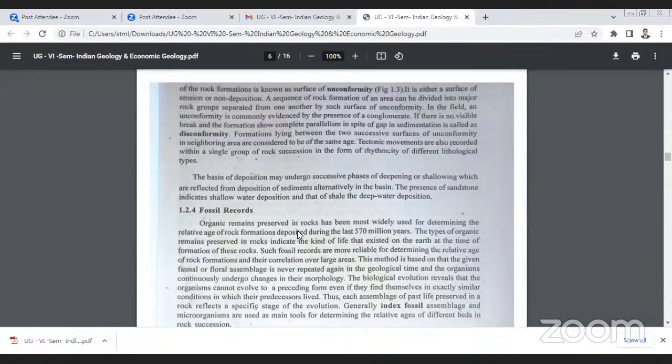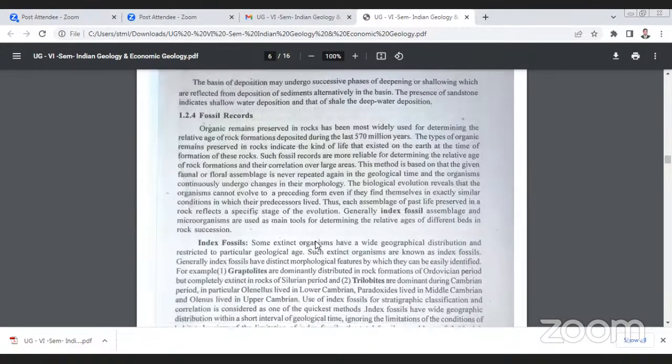Next one is fossil records. The organic remains preserved in a rock are widely used for determining the relative age of rock formations deposited during the last 570 million years. The type of organic remains preserved in a rock indicates the kinds of life which existed on the earth at the time of the formation of these rocks.